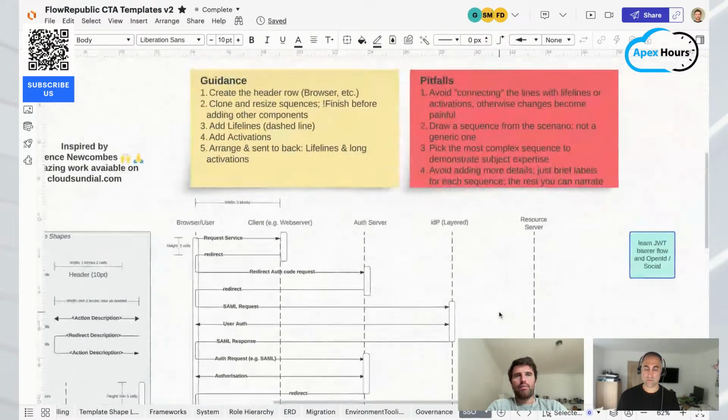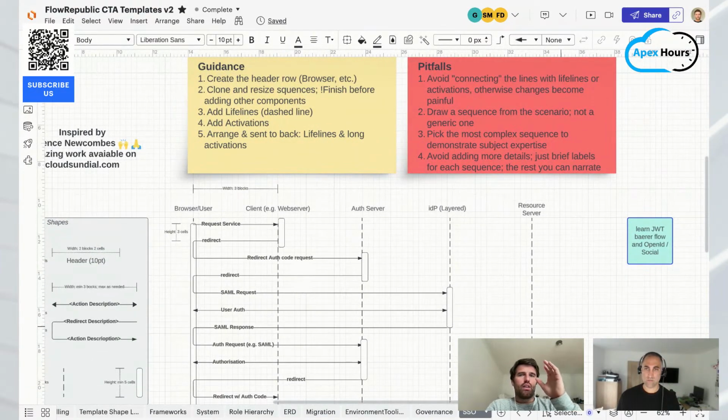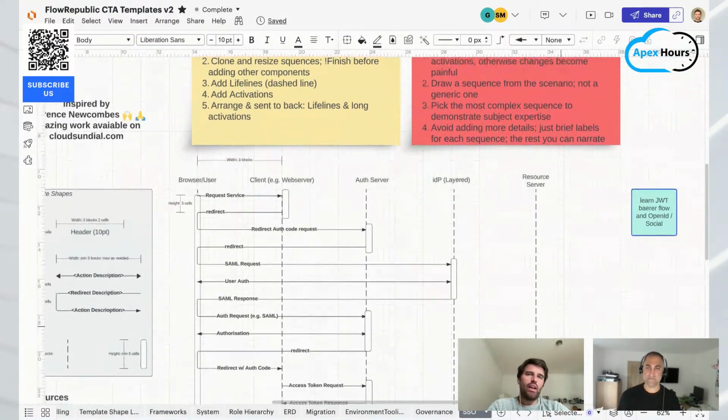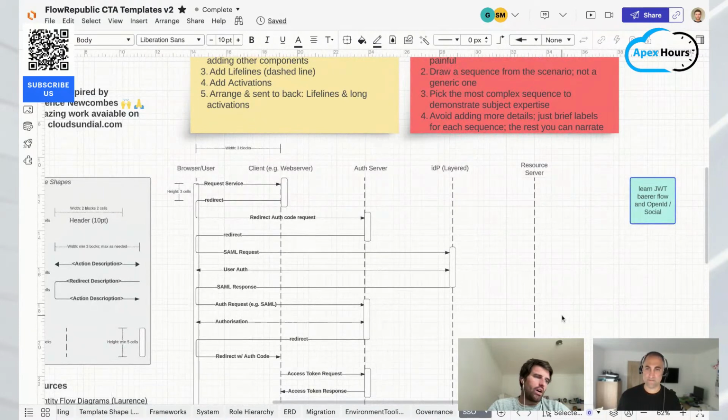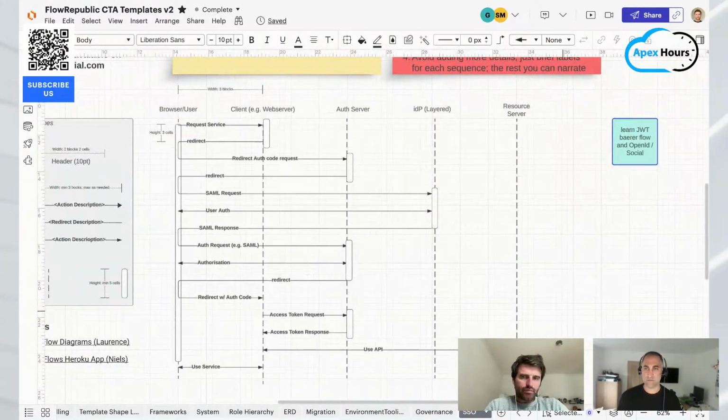Okay. The other thing is, don't just pick a random one, but really pick a diagram and a sequence that is present in the scenario. Now, the one that you can see here is an OAuth SAML flow, where you're combining OAuth plus a SAML assertion, because we found this one to be one of the most complicated ones. But again, go back to the scenario and pick the ones that are relevant.